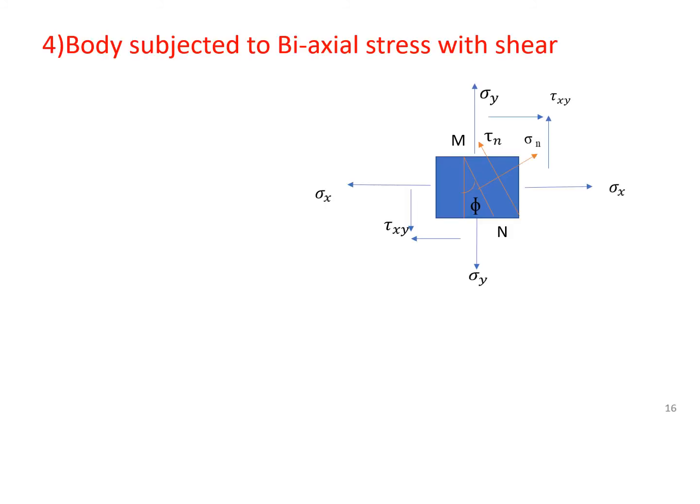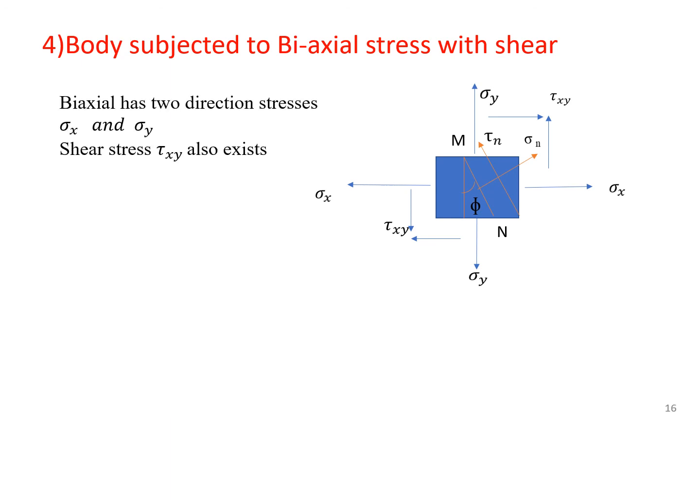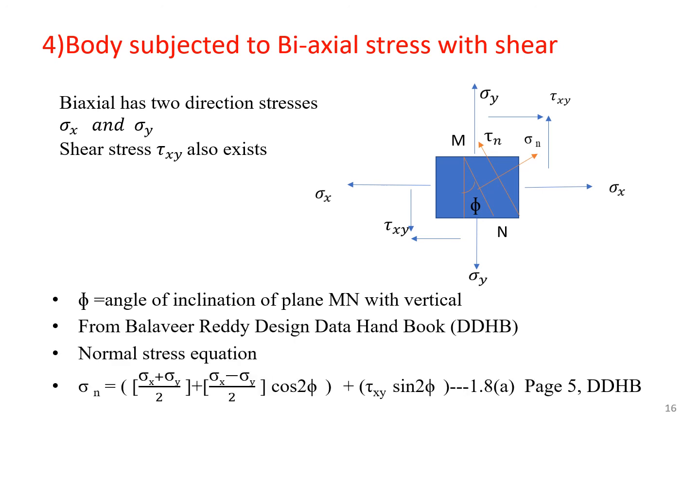Coming to the fourth case, a body subjected to biaxial stress with shear as shown in the sketch. We have sigma x and sigma y in two directions, and we have shear stress as shown in the sketch. If you take an inclination with the vertical, it is nothing but phi. From the design data handbook, we can get these equations.